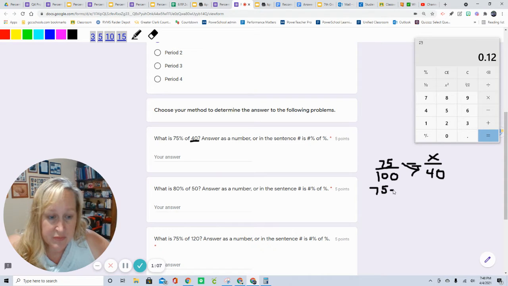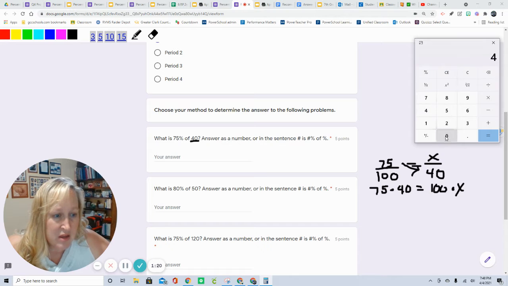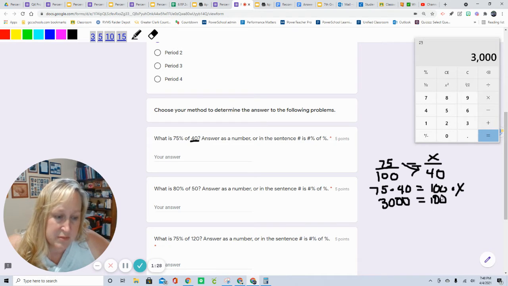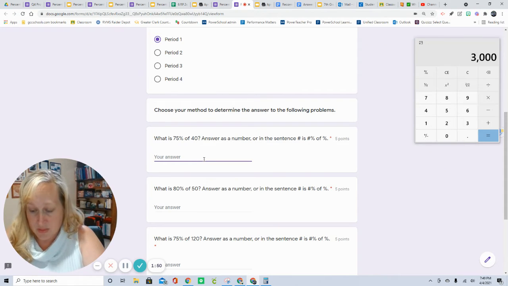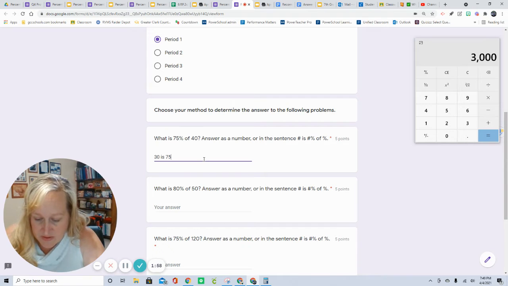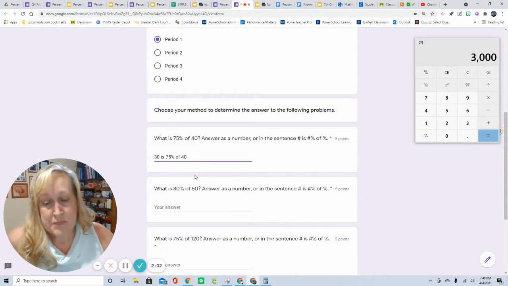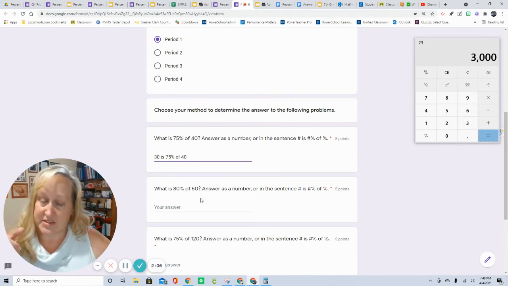75 times 40 equals 100 times X. You're going to multiply them together. 75 times 40 equals 3000, equals 100X. And you'll divide both sides by the 100 so that the X is by itself. X equals 30. So your answer that you will type in is 30. Or what it says, 30 is 75% of 40. Okay. Assuming Miss Vegan didn't have any little extra typos or weird things, we're going to see that at the very end.